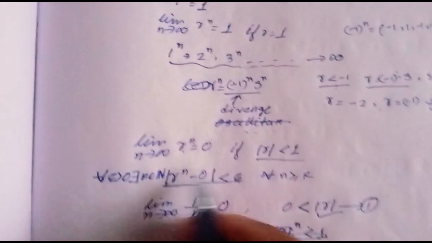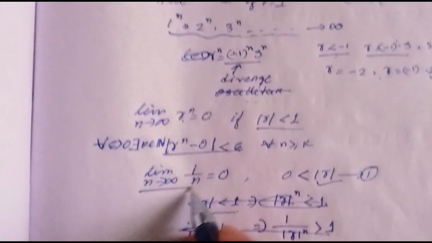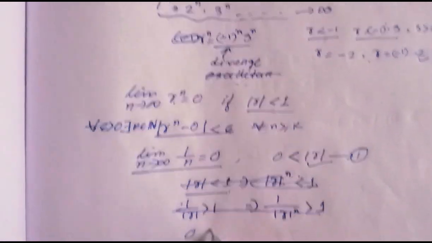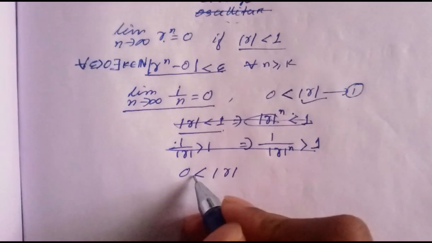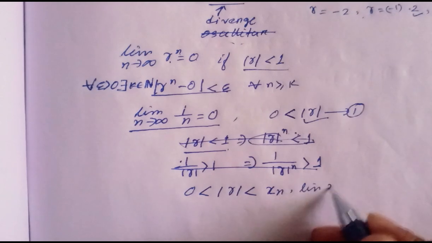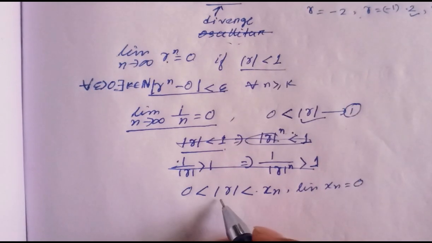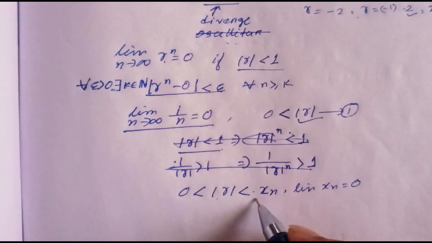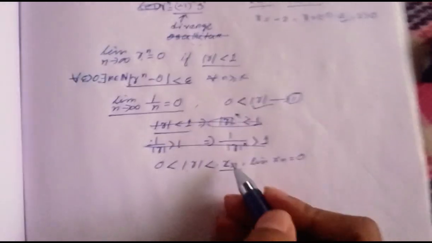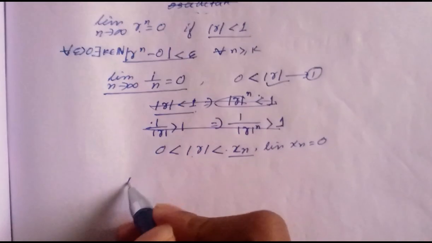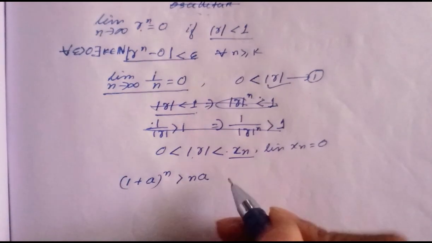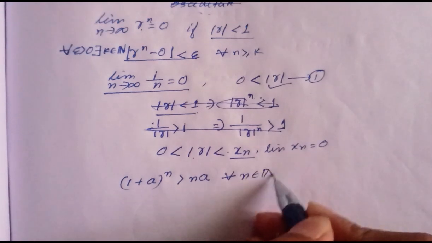Remember this. Now, the limit as n tends to infinity of 1 by n is equal to 0. So if we have a sequence such that 0 is less than mod of r to the power n is less than xn, such that the limit of xn equals 0, then using the sandwich theorem we can say that the limit of r to the power n equals 0. So we have to construct such a sequence. But we have a trick in this case: 1 plus a to the power n is greater than n a for all natural numbers n.